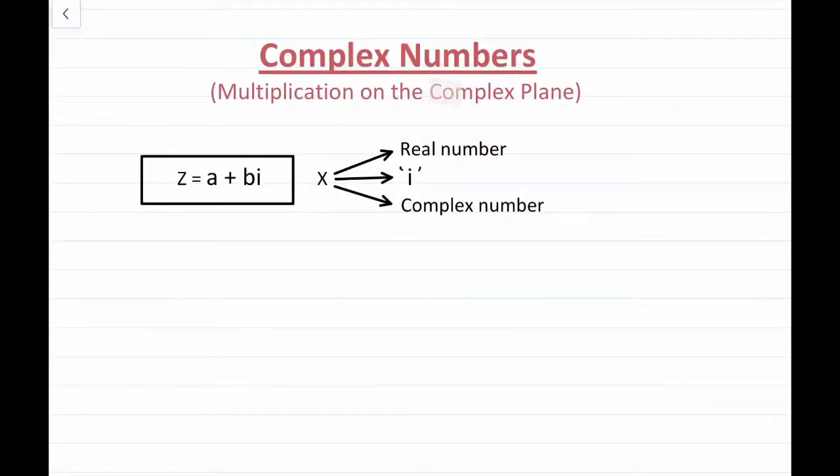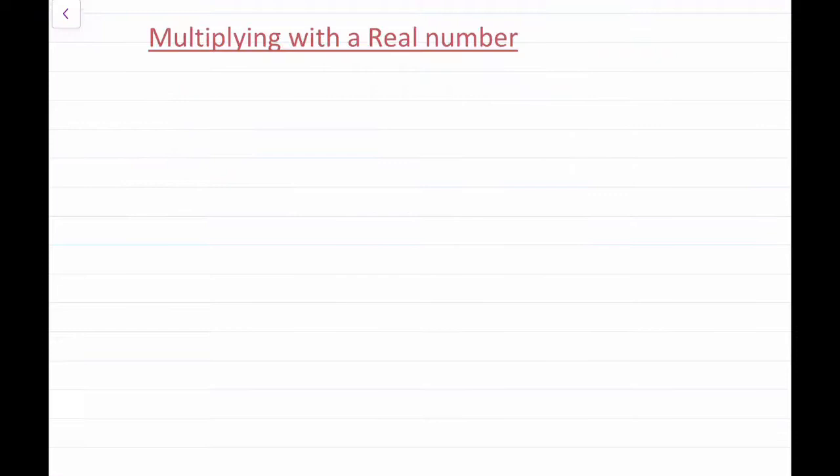Hi guys, today we will be doing multiplication on the complex plane. So let z equal a plus bi be any complex number, and it can be multiplied by a real number, an imaginary unit, or any other complex number. So let's take a real number first.